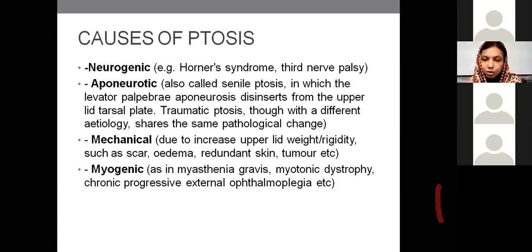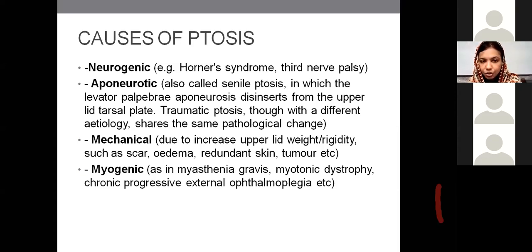aponeurotic, also called the senile ptosis, in which the levator palpebrae aponeurosis disinserts from the upper lid tarsal plate. Traumatic ptosis, though with a different etiology, shares the same pathological change. Then there are mechanical causes due to increased upper lid weight, rigidity, which is a scar, edema, redundant skin, or a tumor, and the myogenic is in myasthenia gravis and myotonic dystrophy, or in chronic progressive external ophthalmoplegia, which is one of the mitochondrial disorders.